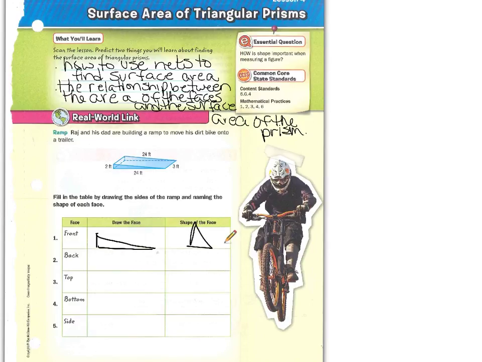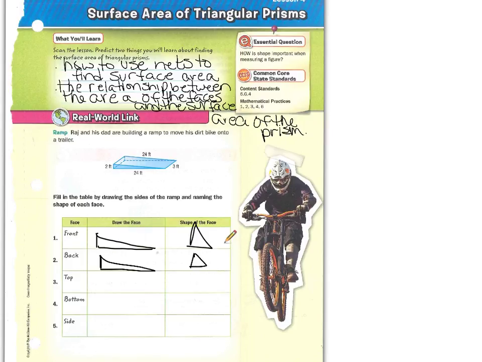The back of it is right here, right? If we were to sketch that, oh wait, if that's the front, the back is actually going to be over here, right? So the back is going to be the same shape as the front, which is also a triangle.